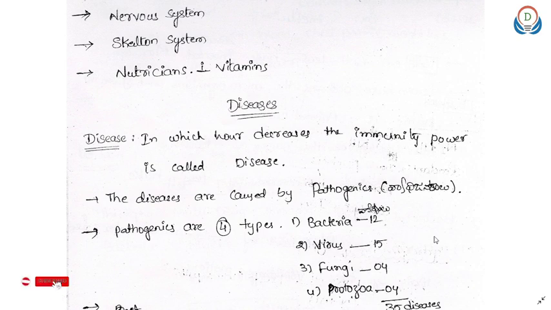In bacteria there are 12 types, in virus there are 15, in fungi there are four, and in protozoa there are four diseases. In total there are 35 diseases, right?